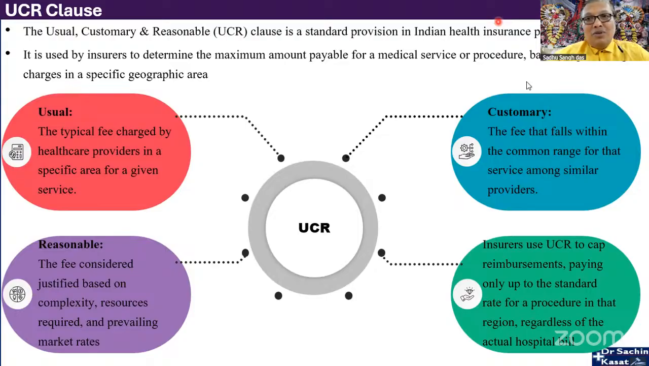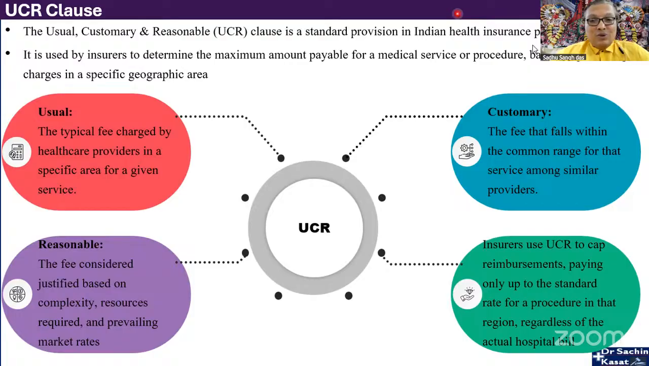And then we come to reasonable: usual, customary, and reasonable. Reasonable means that the fee is considered justified because it is based on complexity, resources required, and prevailing market rates. So three factors are considered here: complexity, resources required, and prevailing market rates. When we say complexity, it is directly correlated to the patient's condition.